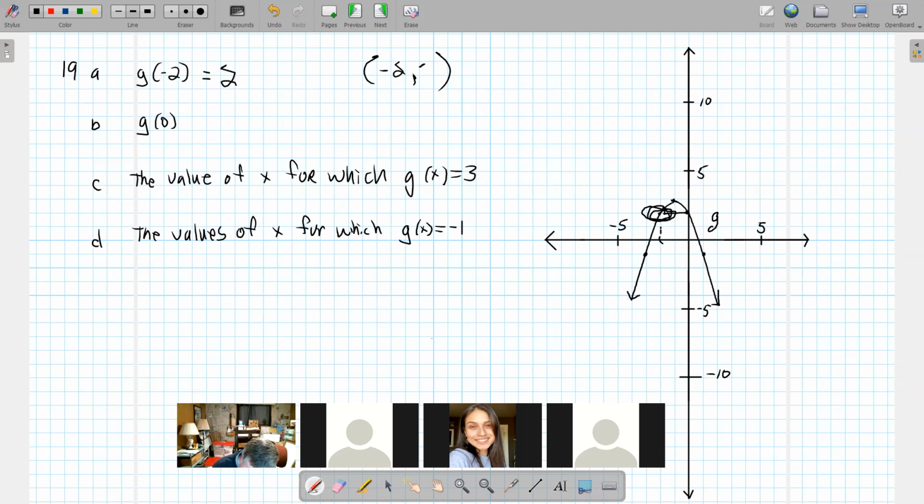Okay? You getting that? Remember, the x values are along this line, the y values are along that line. So g of 0, when x is 0, what's y? +2. Correct.